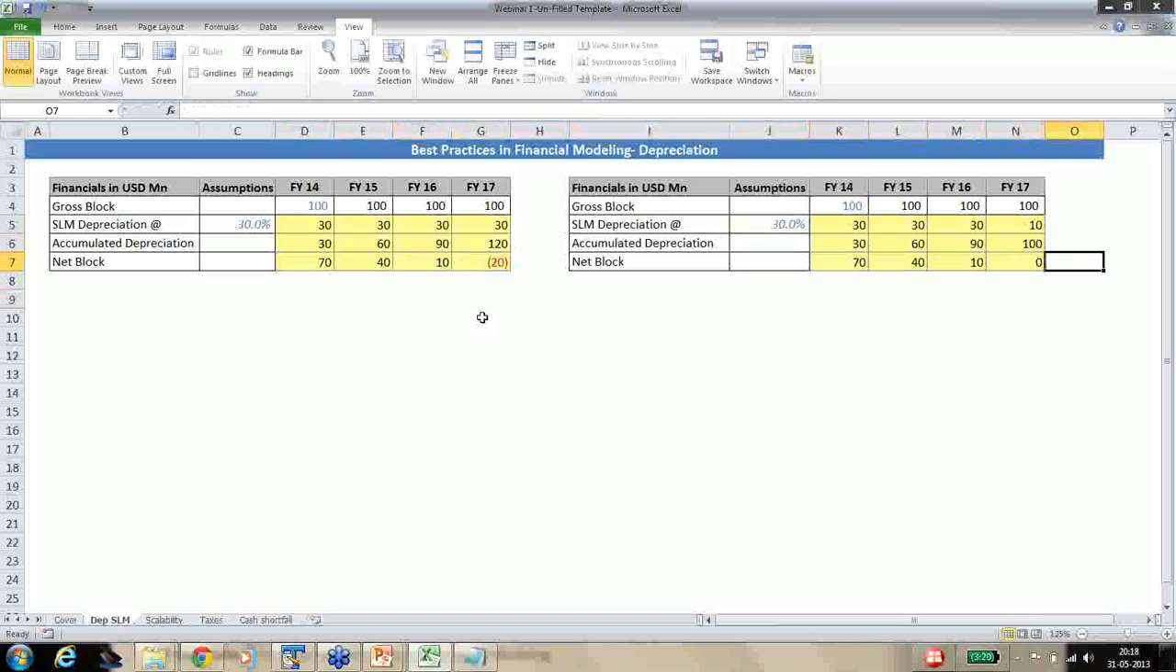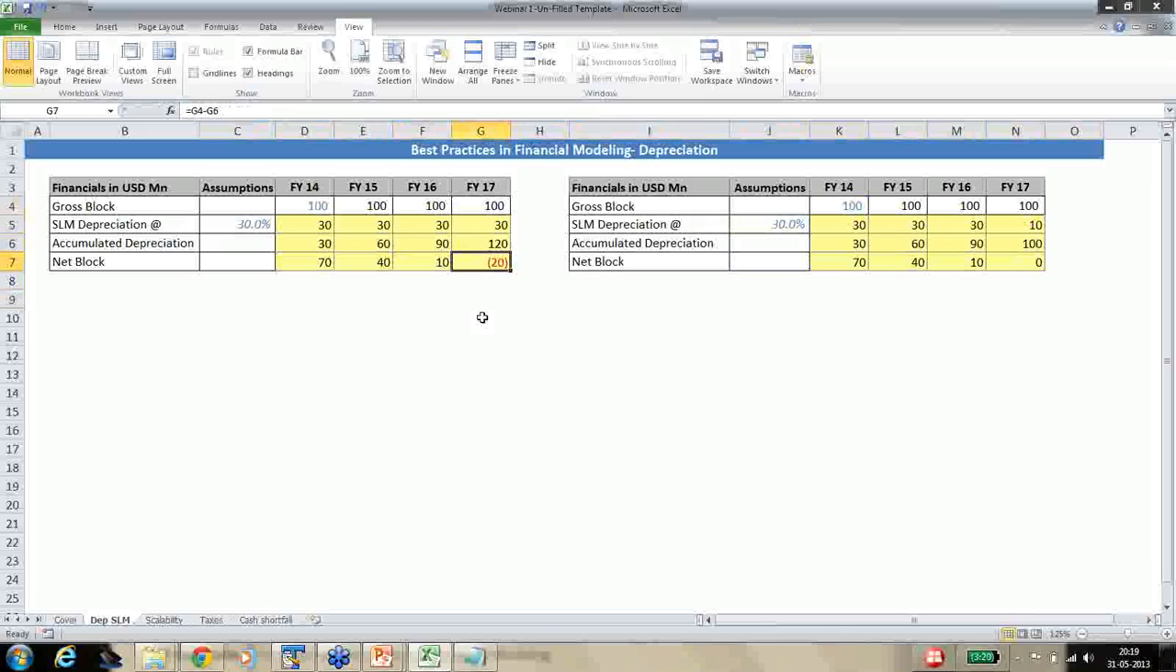Are you getting this, everyone? If you do a straight line method depreciation, because it's 30, 30, 30 every year, if I depreciate it for 4 years, it's going to be 120, which is wrong. I cannot depreciate an asset of 100 by 120. I just can't do this.